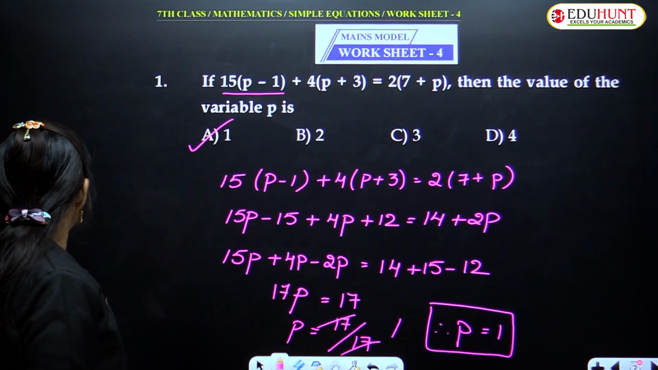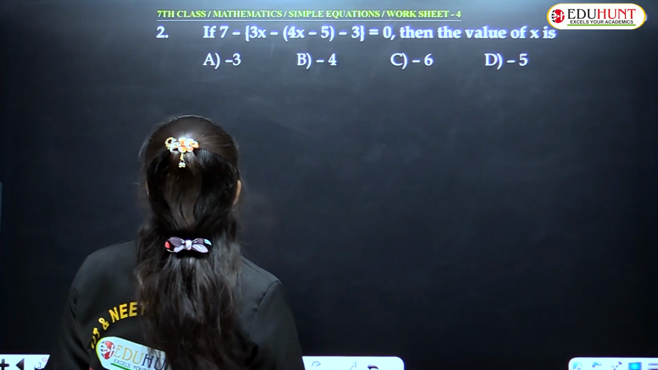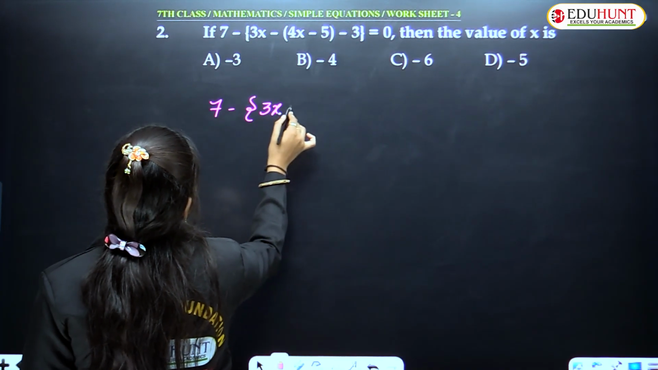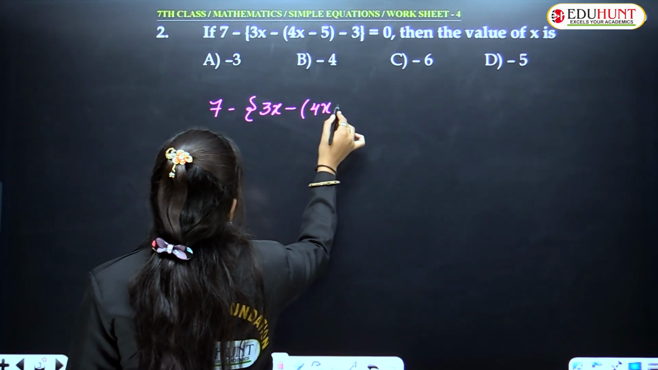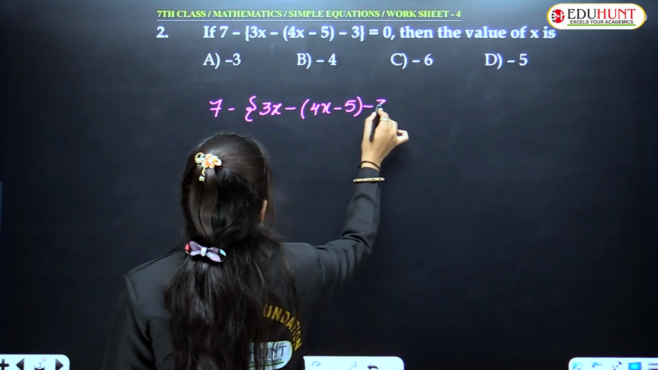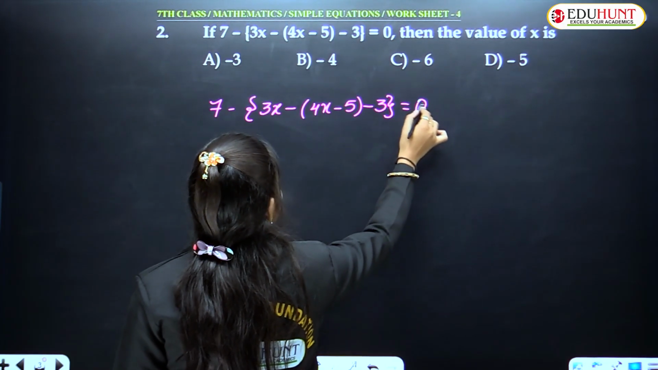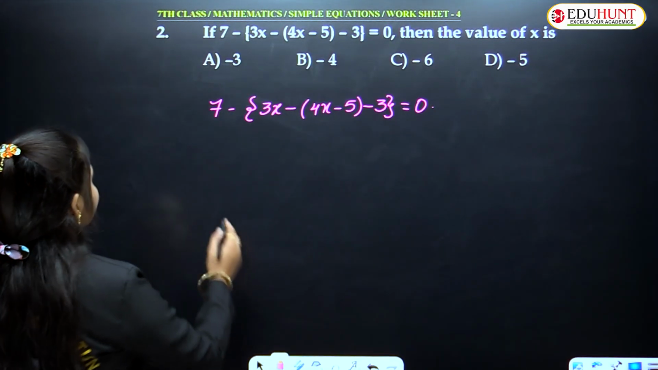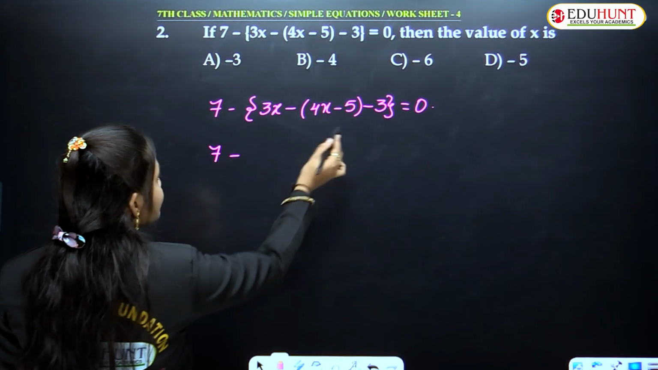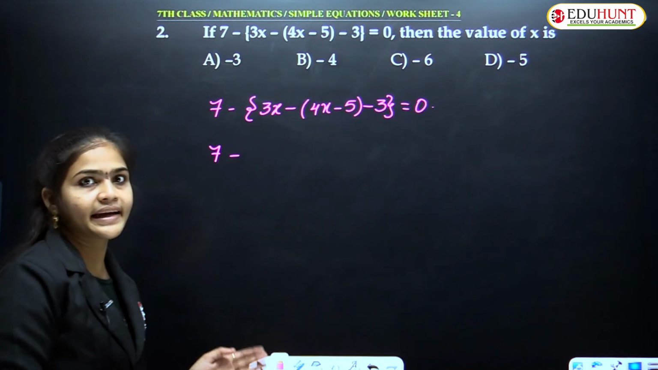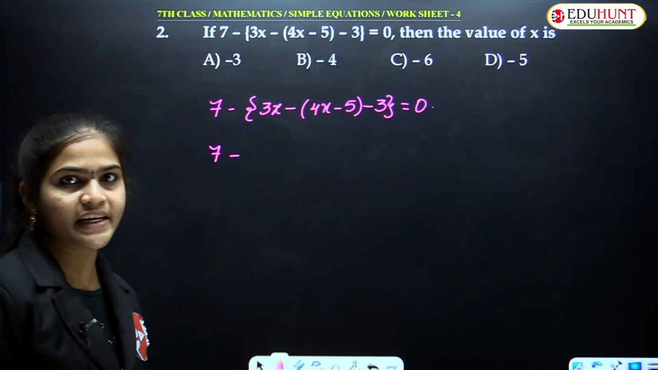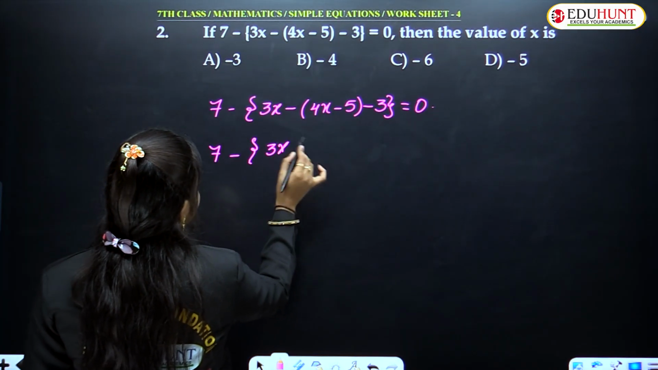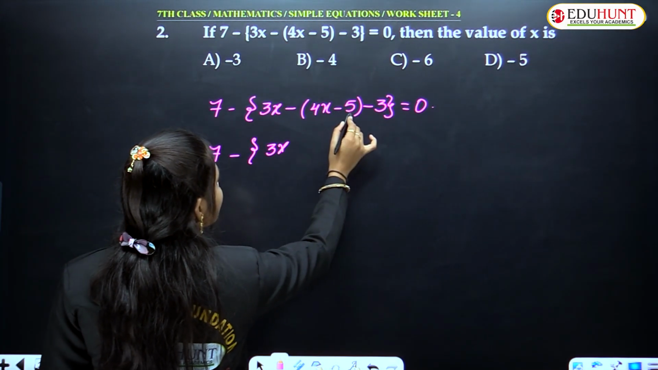Let us see the next question. If 7 minus (3x minus (4x minus 5)) minus 3 is equal to 0, from this we need to find the x value. See here, first we need to simplify. Inside the brackets, whatever values are there, those we need to finish first. Brackets of 3x and here 4x minus 5 is there.